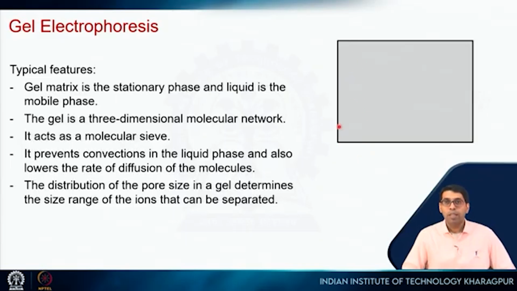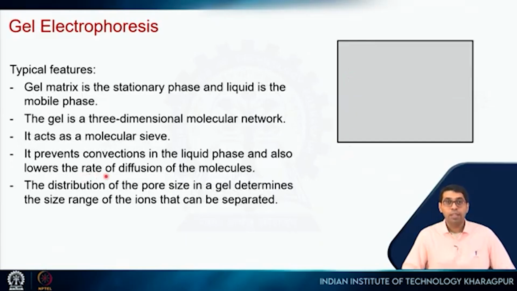It turns out that typically for SDS PAGE or polyacrylamide gel, the thickness of this gel will be around 0.5 millimeters, or maybe up to 1 millimeter. For agarose, this is around half a centimeter or 5 millimeters. Now this gel matrix acts as a molecular sieve, and it has several functions. It prevents convection in the liquid phase. So your liquid will not move like this, it will just move in a very streamlined fashion.